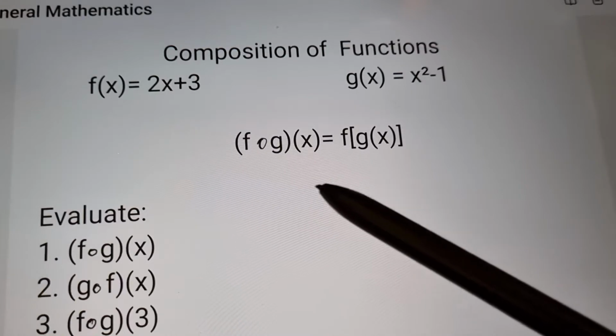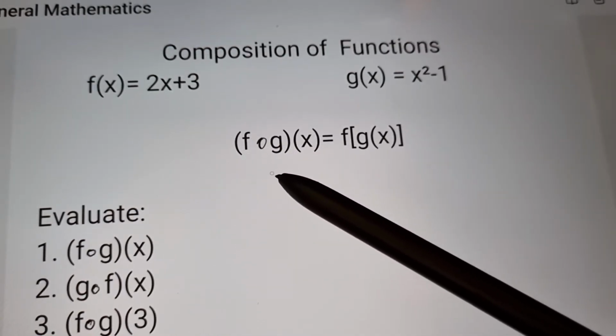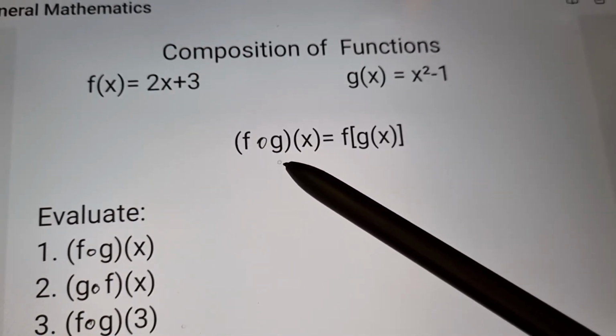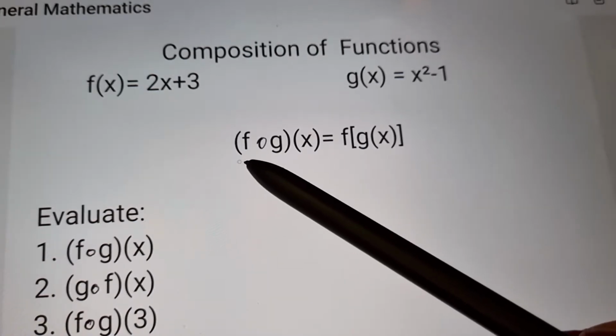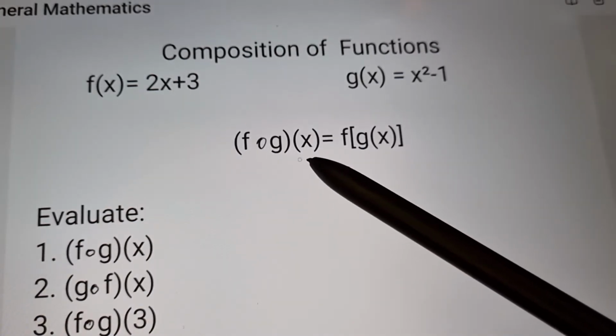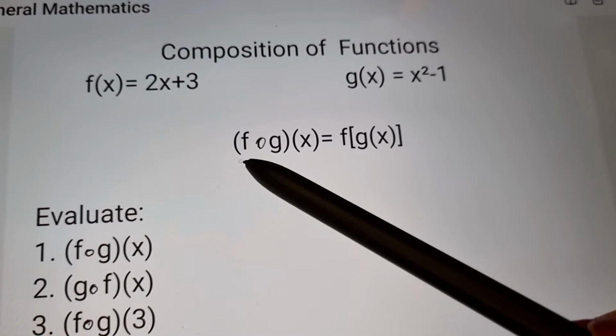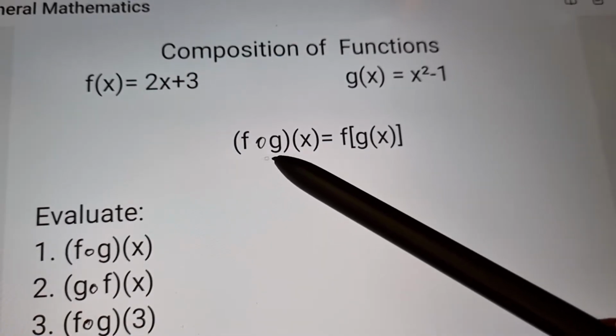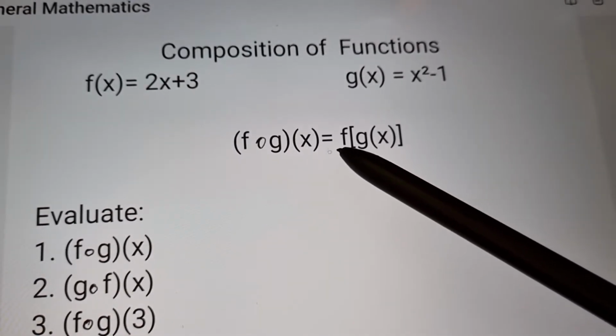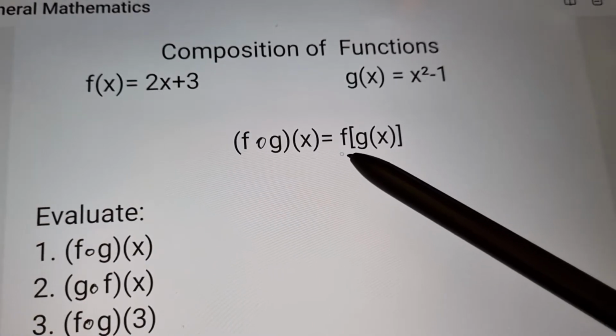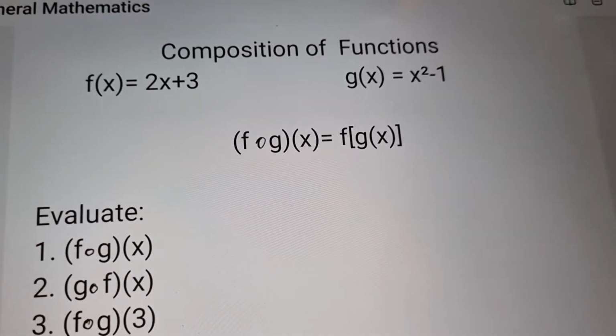Now, when we say composition of functions, look at this one. I have here two functions, f of g of x. That's how you're going to read this. Or you can read it as f composed of g of x, which is the same way of writing f of g of x.